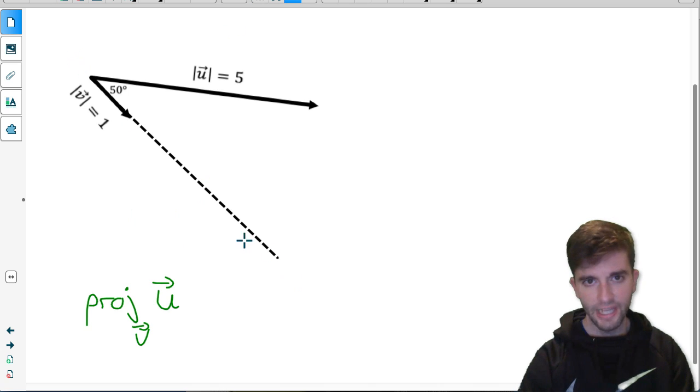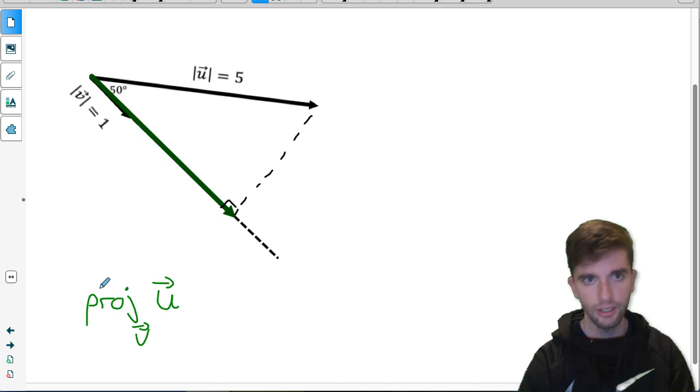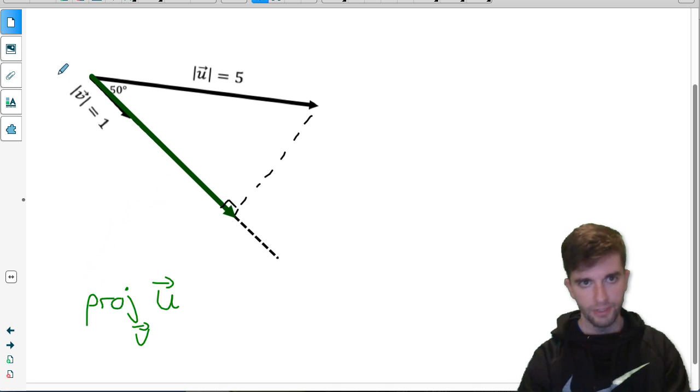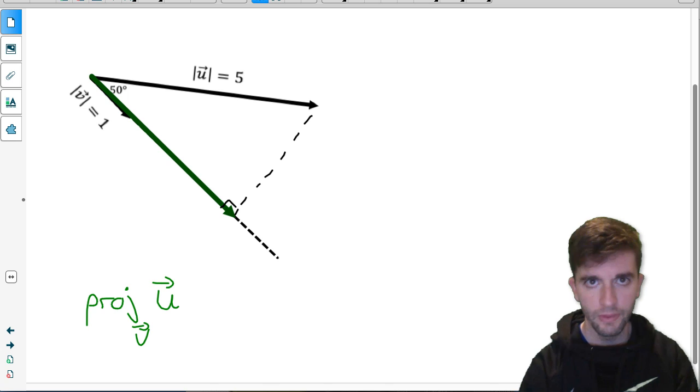So I've just extended an imaginary line going in the same direction as vector V, and the projection, its tail is going to be at the same place as the tail of U and V. It's going to be parallel to V, and the tip is going to go to a point where if I were to connect it to the tip of vector U, there would be a 90-degree angle with the projection vector. So my projection vector U onto V is indicated with this green vector here.